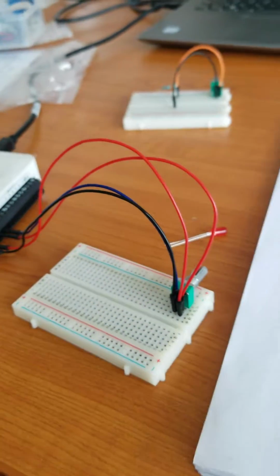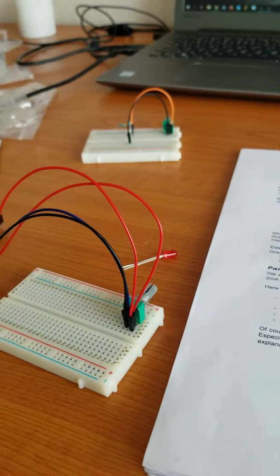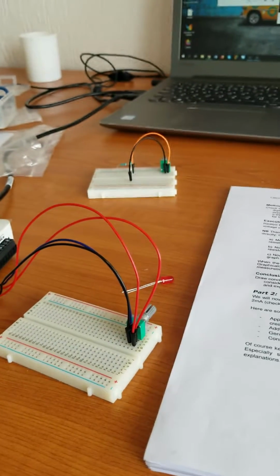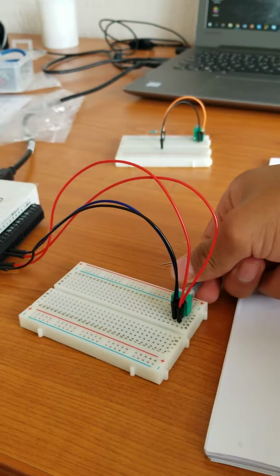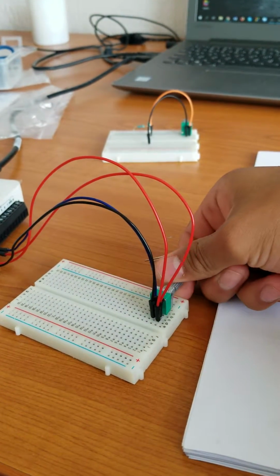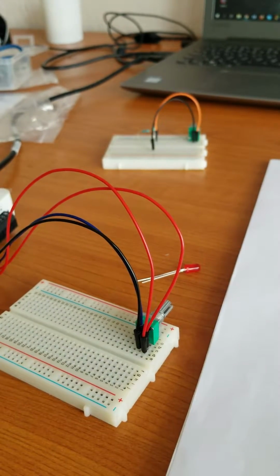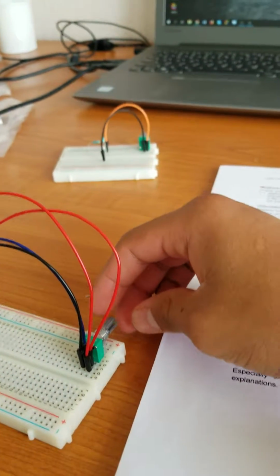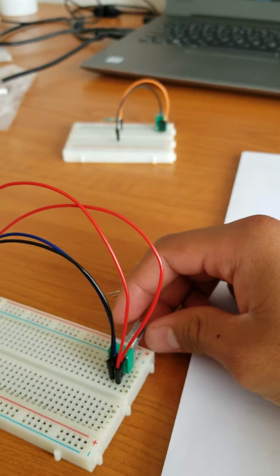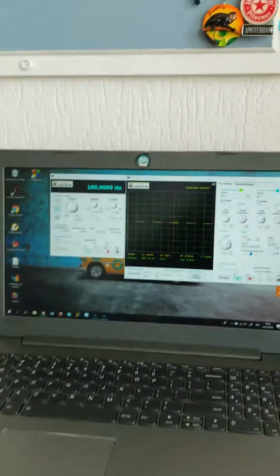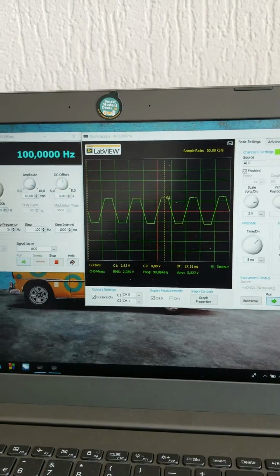Using a potentiometer, we can also read the maximum output current if we set the potentiometer to the lowest resistance it has. If we vary the resistance of the potentiometer, it's also going to vary the voltage that is read in the oscilloscope, as you can see in the screen.